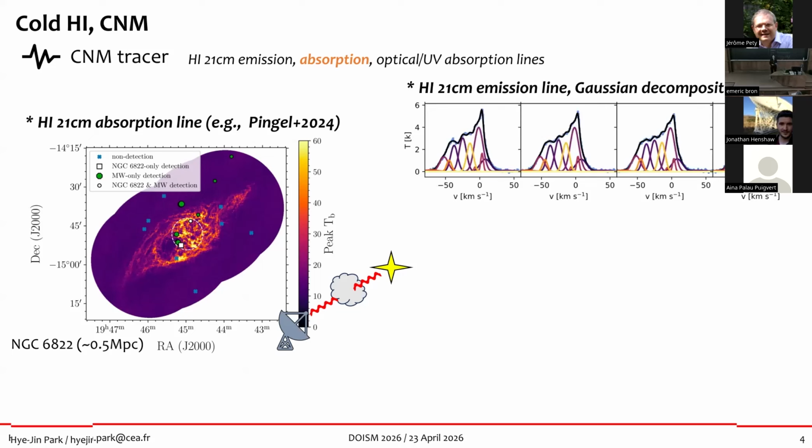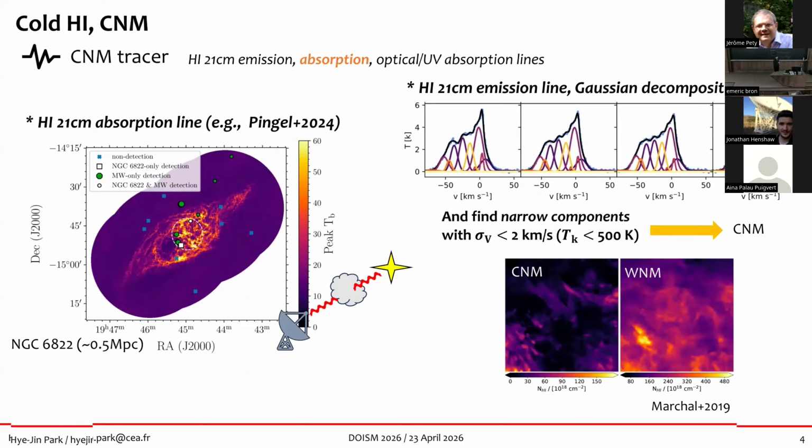So what people do for detecting the CNM in the Milky Way and Magellanic Clouds is Gaussian decomposition. This is one of the regions in the Milky Way. We do a Gaussian decomposition on this velocity profile and find the narrow components with velocity dispersion smaller than 2 kilometers per second. Then we define them as CNM. And in this paper, Marshall et al. 2019, you can see the different distribution of CNM and WNM.